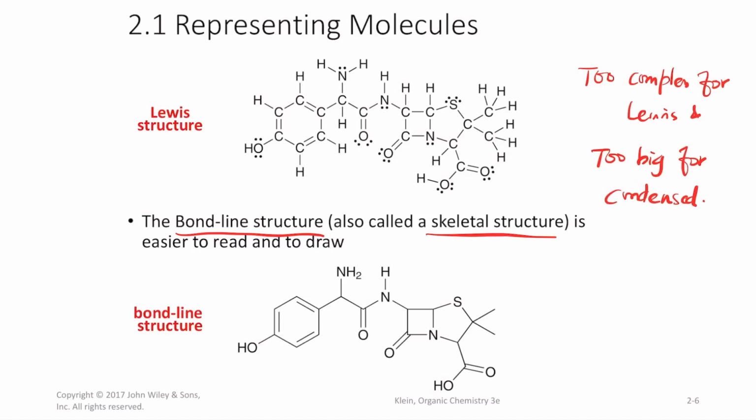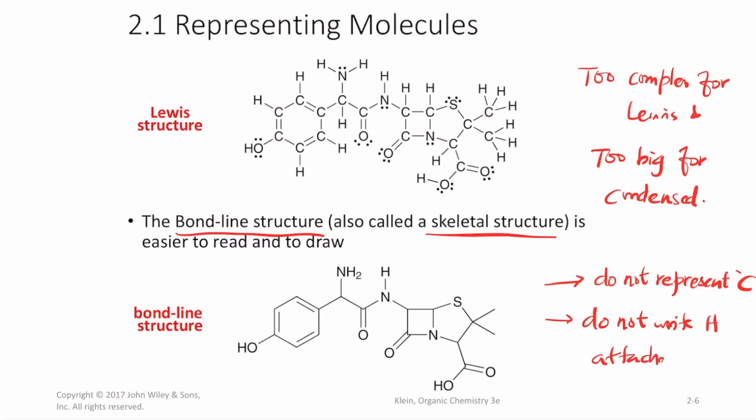So what do we do in a bond line structure? Number one, do not write carbons, and do not write hydrogens attached to carbon. These are the main principles that we use for representing a bond line structure.